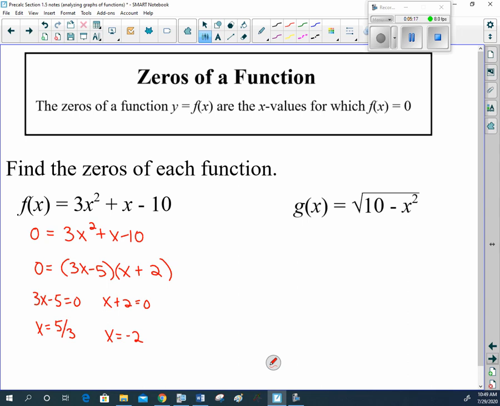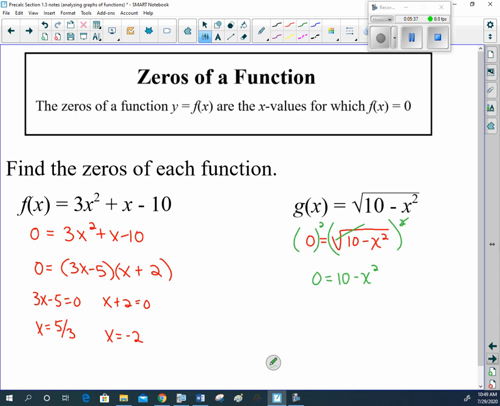All right, this one is a square root function. So if I'm going to solve the square root function, first thing I have to do is get rid of the square root symbol. So I'm going to use the technique of squaring both sides. So when I square both sides, 0 squared is still 0, equals 10 minus x squared.